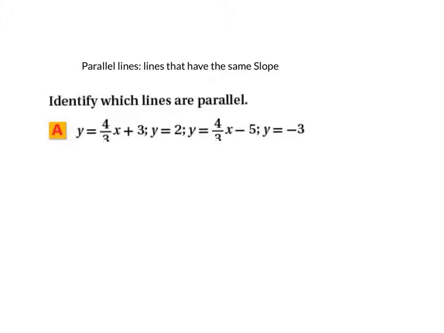As we discovered when we did our outside warm-up, lines that have the same slope are parallel lines. So they have the same rise over run, or if you have an equation in y equals mx plus b and another equation in y equals mx plus b, then the m's, the slopes, are the same. So we want them to have the same slope.